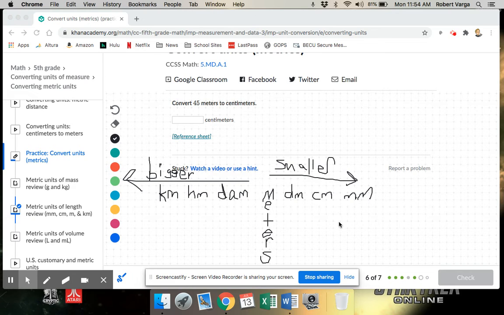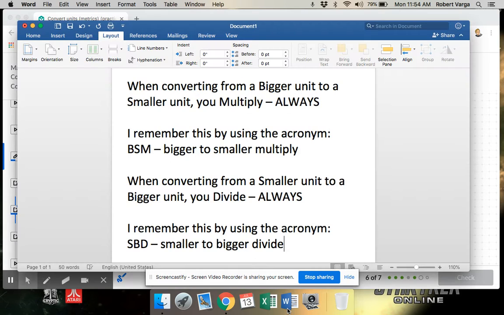So down here you can see I drew the metric system that you need to know. And this question asks us to convert 45 meters to centimeters. So meters sits right in the middle, and then we have decimeters, centimeters, millimeters. That's when you go smaller than a meter. Or you have decameters, hectometers, and kilometers. That's when you go bigger than a meter. Okay? And this is how I teach it in class.